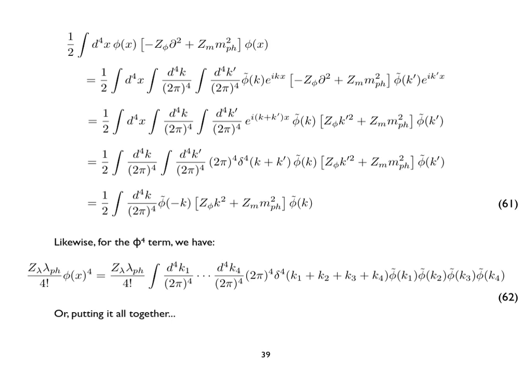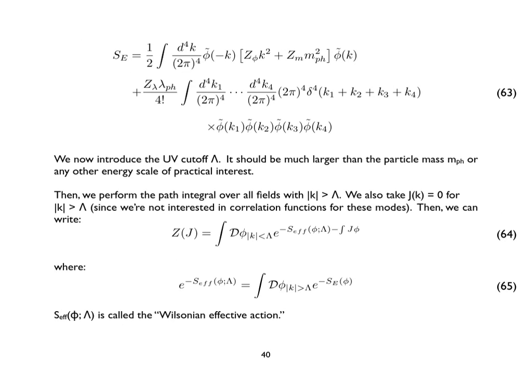You can do the same thing for the phi to the fourth term. You just have to introduce four Fourier transforms and do the same tricks. You get a delta function that tells you to conserve four-momenta at the vertex. But you end up with a Euclidean action that looks like that, in momentum space. This is the thing that we want to try to evaluate.